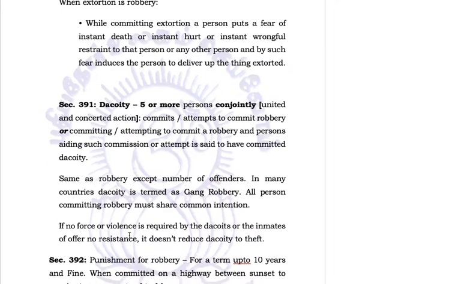If no force or violence is required by dacoits or the inmates offer no resistance, it doesn't reduce dacoity to theft. Okay, if no resistance is offered by someone, you cannot simply say that this is theft only and there is no force used, so we have not committed dacoity. Why? Because dacoity is robbery and robbery is theft ultimately.